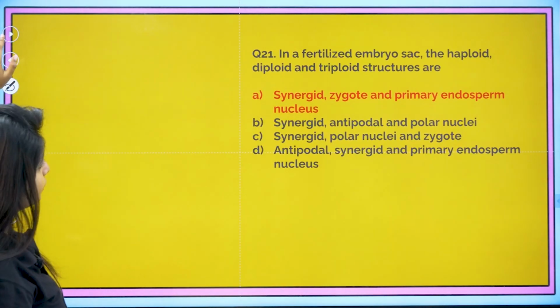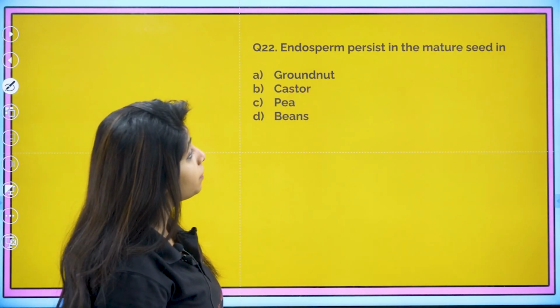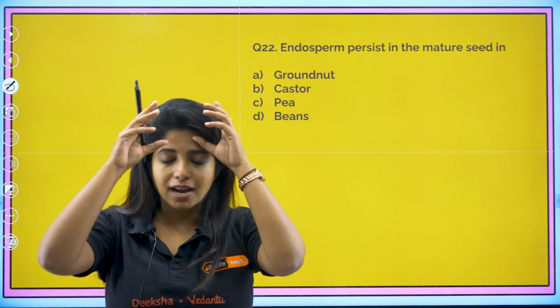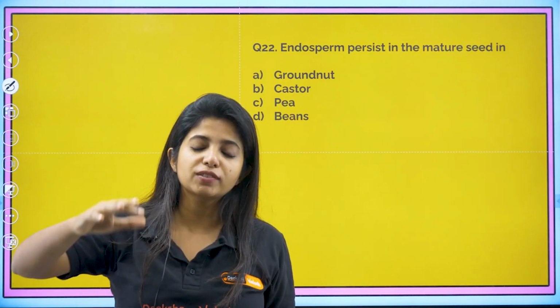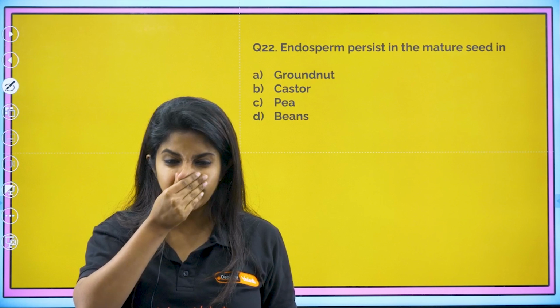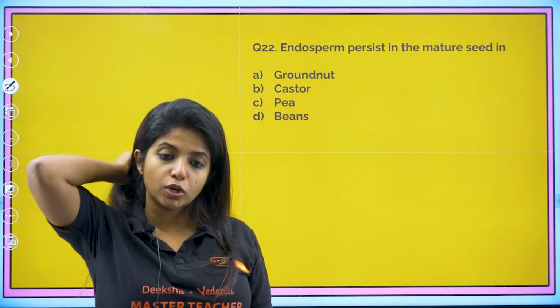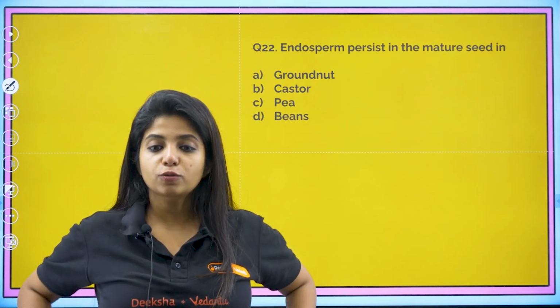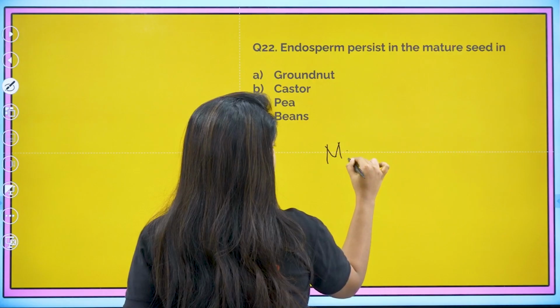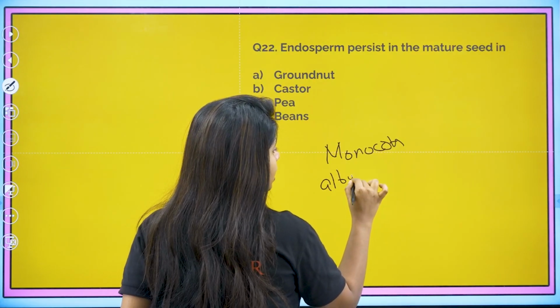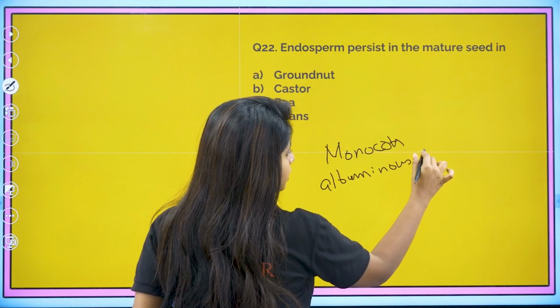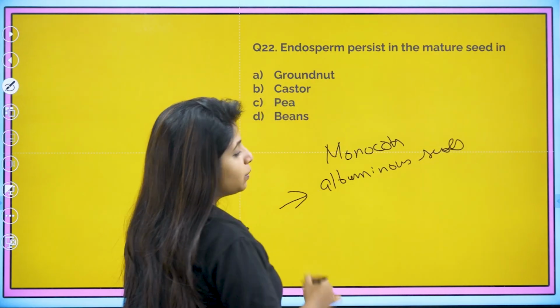Okay. Next, endosperm persists in the mature seed in. Endosperm, there are some plants in which the endosperm is still there, which helps in nourishment of the zygote up to the formation of the embryo. And after forming the embryo also it still persists somehow. What are those plants? These plants are known as monocots. These are also known as the plants which have albuminous seeds.